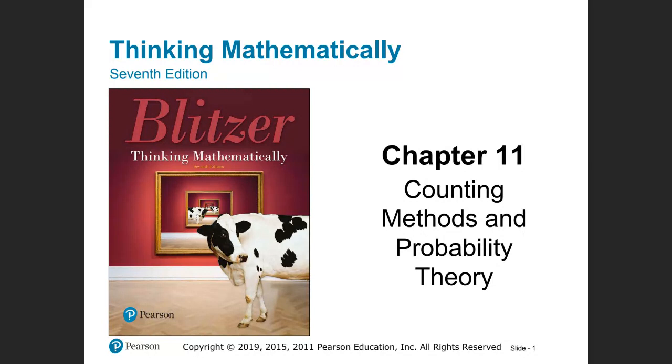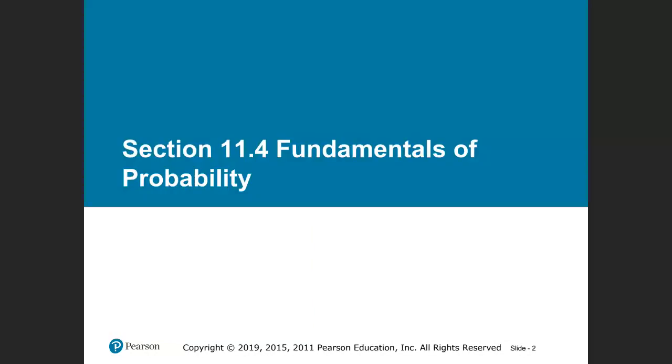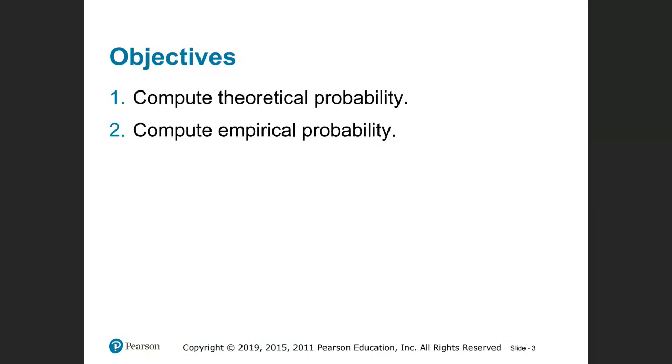Chapter 11, Section 4, Fundamentals of Probability. The objectives: compute theoretical probability, compute empirical probability.